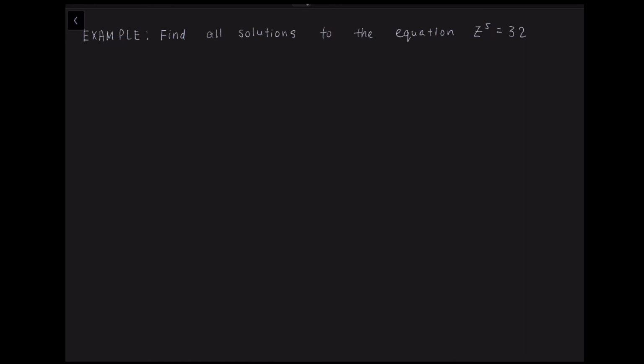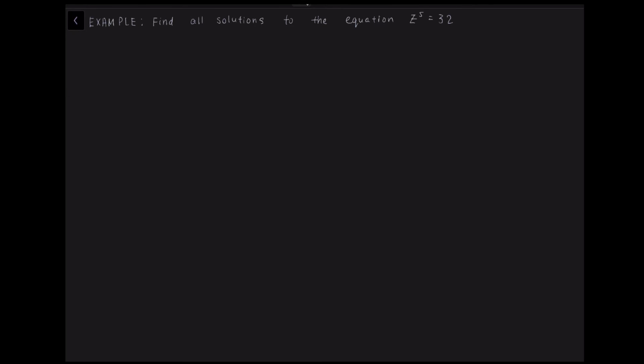Let us now look at this example. We want to find all the solutions to the equation z to the power of 5 equals 32. So the first step is to write z to the power of 5 equals 32 times 1. And we know that 1 is cos 2k pi plus i sine 2k pi. And using De Moivre's theorem, we divide this by 5, and we have z equals 2 times cos 2k pi over 5 plus i sine 2k pi over 5.